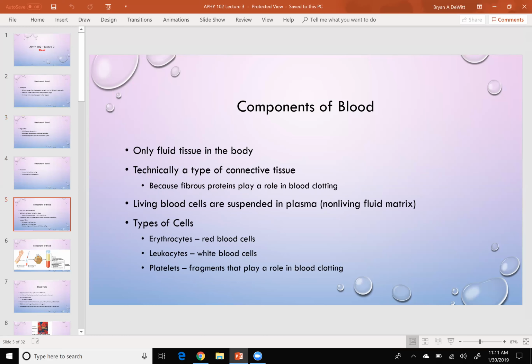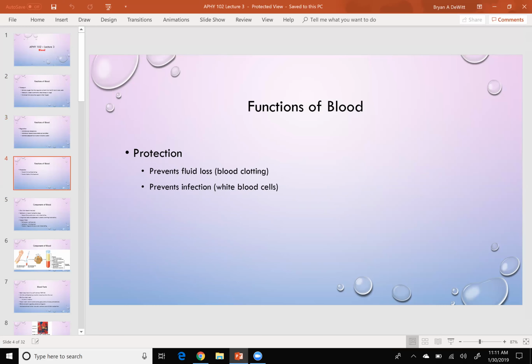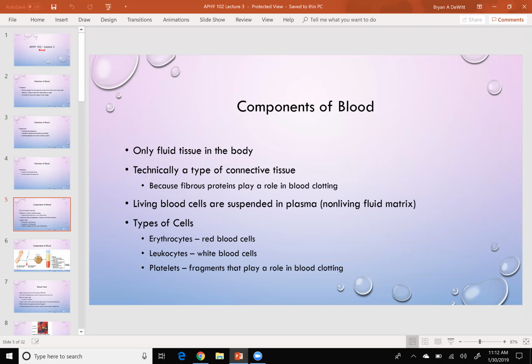Let's see, we're not going to go through all of this. Blood does help prevent fluid loss through clotting, and white blood cells prevent infection. So what I really want to talk to you guys about today is the different components of blood and white blood cells, because there are lots of really good stories here that are not necessarily super intuitive to just read about on your own. So blood is technically the only fluid tissue in your body.